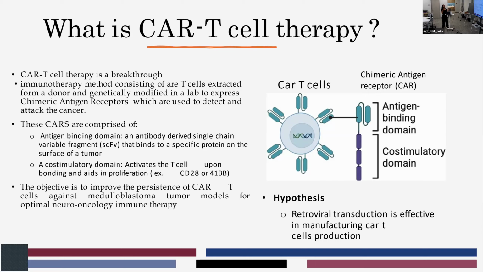And these T cells or CAR cells are comprised of the antigen binding receptor and the co-stimulatory domain. So the antigen binding domain is an antibody derived from a single chain variable fragment, and it binds to a specific protein on the surface of the tumor. And then the co-stimulatory domain activates the T cell upon binding and aids in proliferation. So for this experiment, we used the co-stimulatory domains CD28 and 41BB.